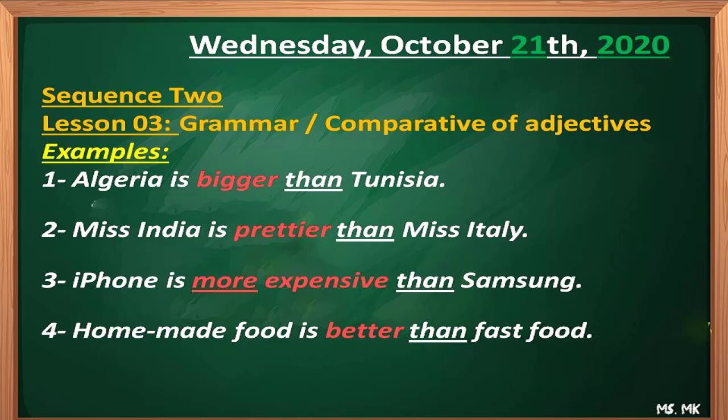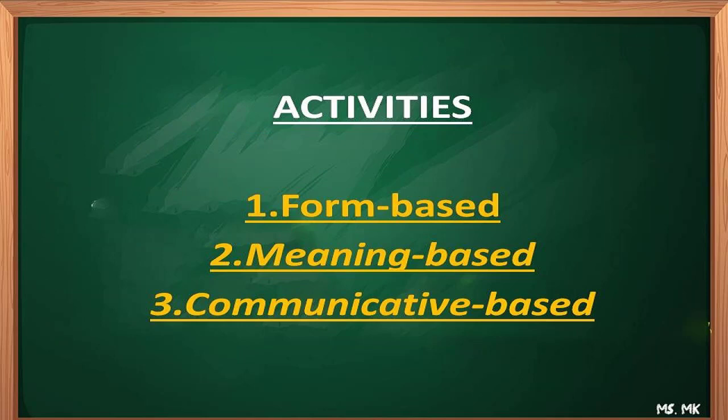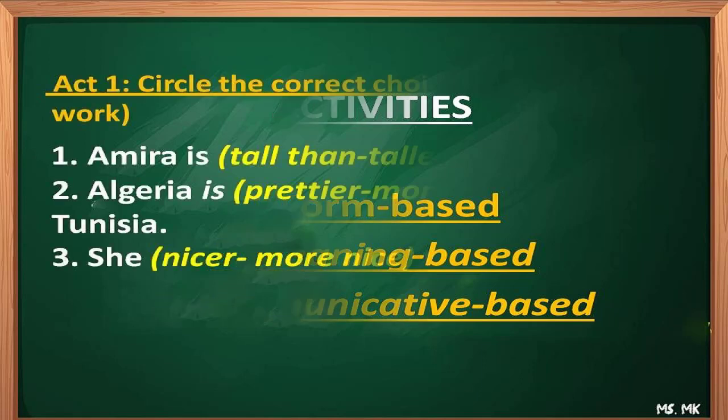So, in a grammar lesson, you have 4 activities. The first activity, it's form-based. What is form-based? It means it requires the structure and the form. And the second activity, it's meaning-based. It requires some understanding to do the activity. The third activity, I always present as a rule, filling gap rule activity. And the fourth activity, it's communicative. It means it requires some creativity from your pupils.